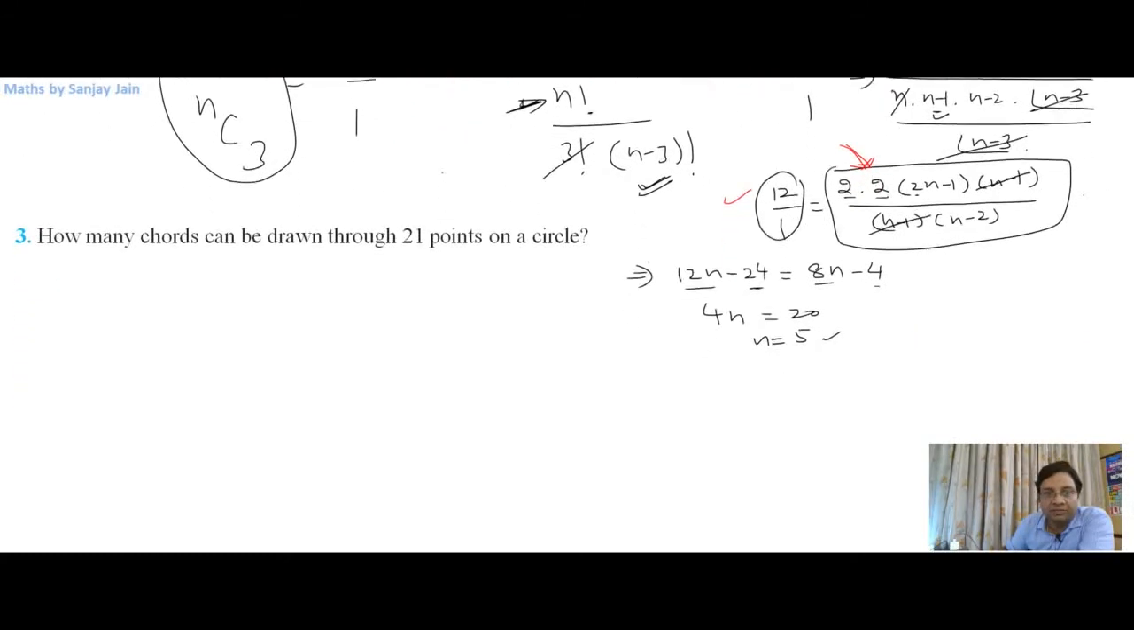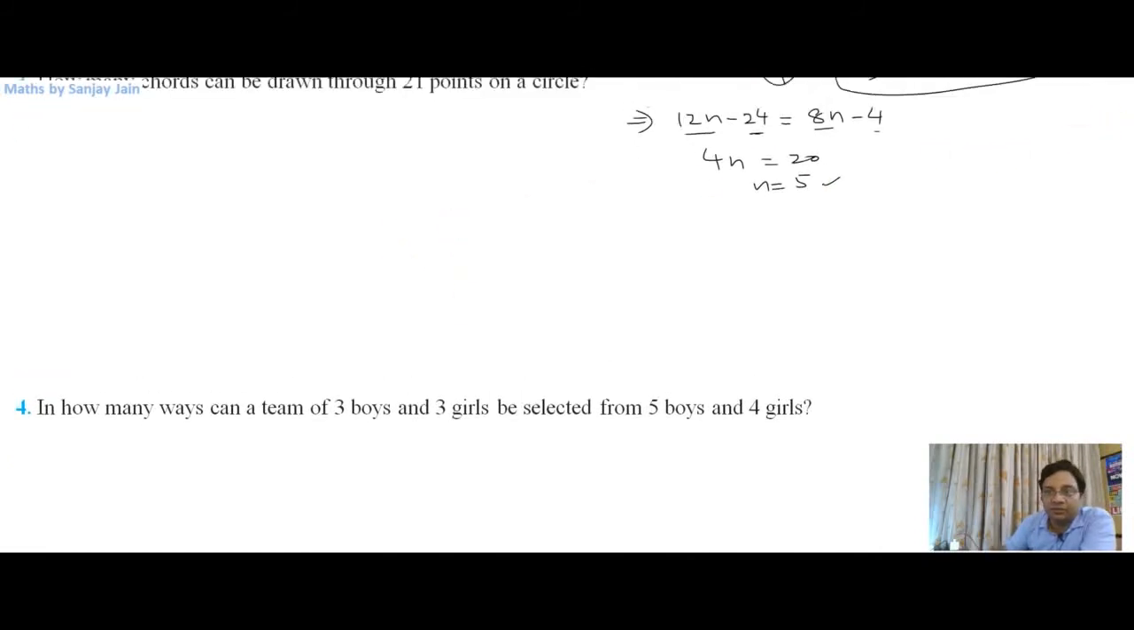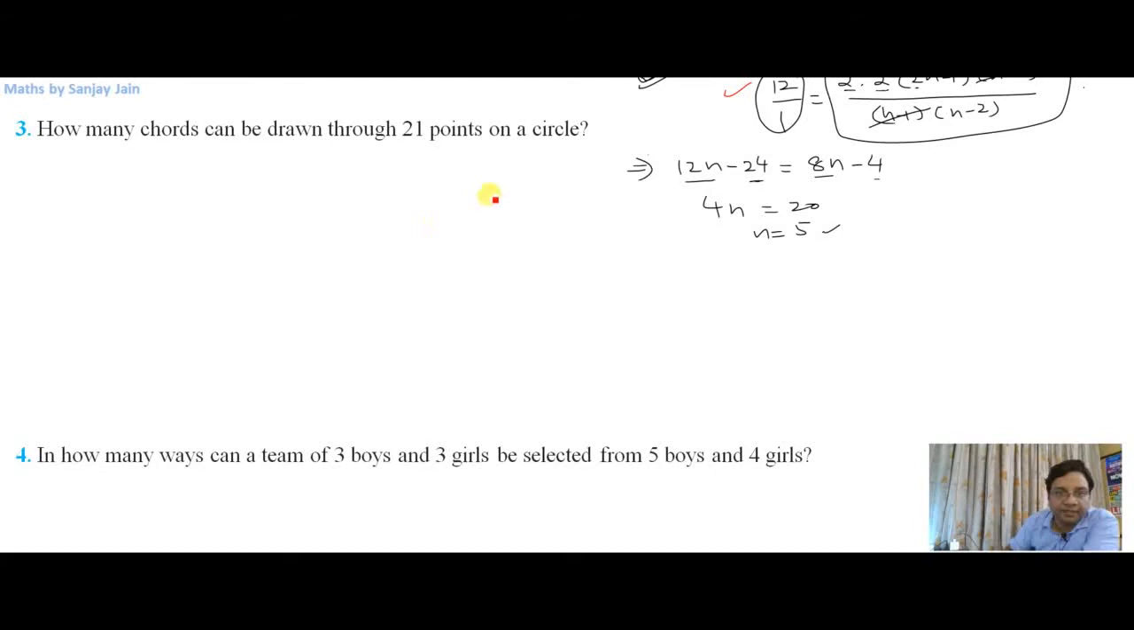How many chords can be drawn through 21 points on a circle? So if you notice, 21 points on a circle, I am talking about non-collinear points, right? This point, this point, this point, this point. Let us say this point is P, this point is Q, this point is R. So if I join P with Q, it will give me a chord, right? If I join any two of these points, it will give me a chord. If I join Q and R, it will give me another chord. So if I choose any 2 points, they will be connected by one chord.